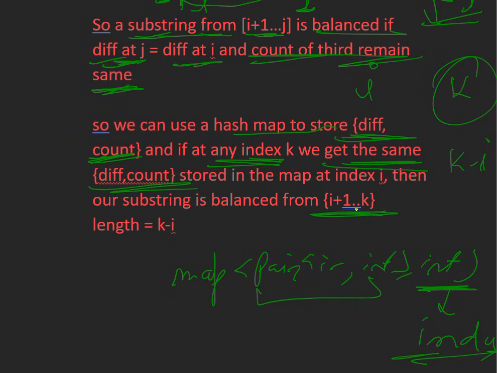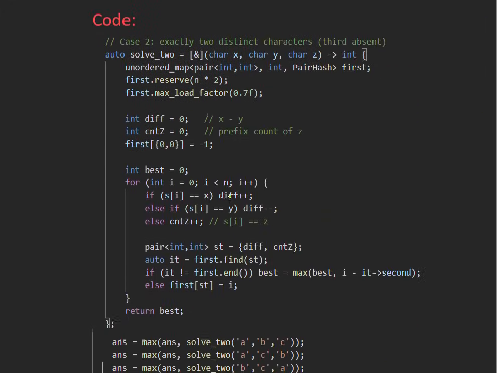That means the string from i plus 1 to k is balanced. That means this string from i plus 1 to k has added only two characters x and y, and their count is the same, right? So the length is k minus i. So let's see the code of this part.